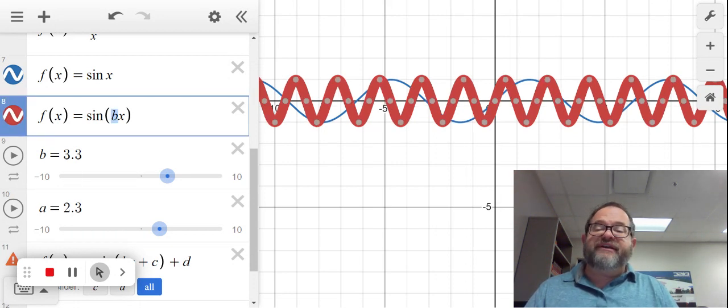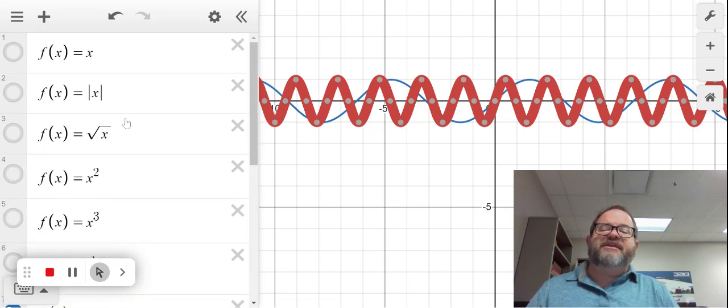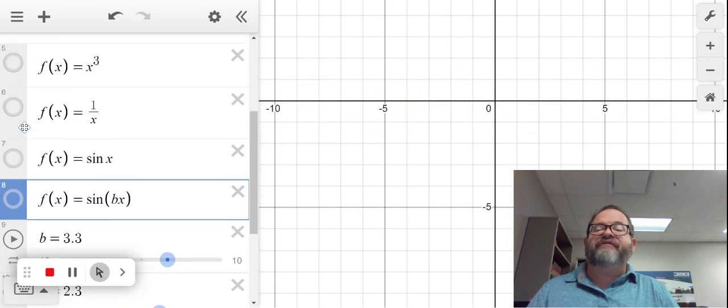Now notice how this is different though. This b is inside of the parent function. By operating on the inside of the parent function, instead of being a vertical stretch or a vertical dilation, it's a horizontal stretch or horizontal dilation. And again, I could illustrate that with any of these parent functions. Let me turn these guys off, and let's switch over here.